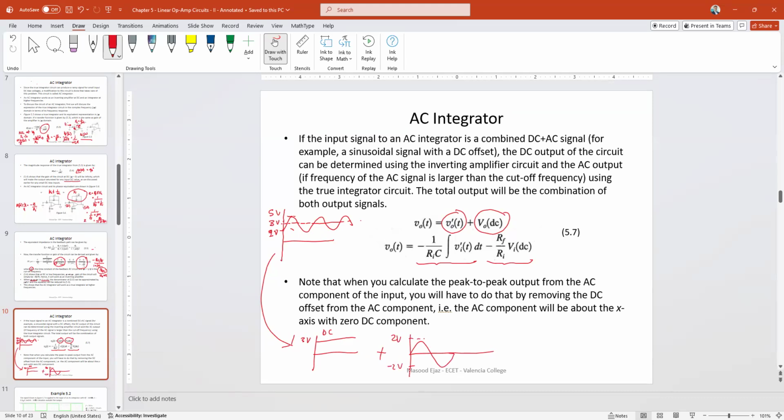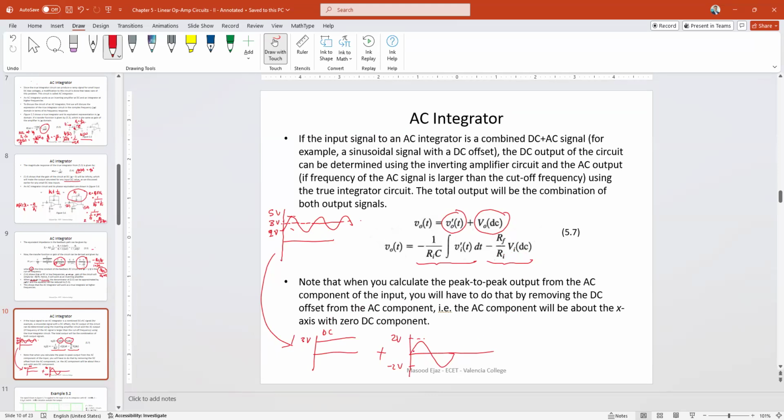So when you're calculating the output of the AC integrator, you can calculate the output corresponding to 3 volt DC. Let's say that the gain RF over R input is 2. Then the DC component at the output is going to be 2 times 3, 6, with a negative sign. So it's going to be negative 6.